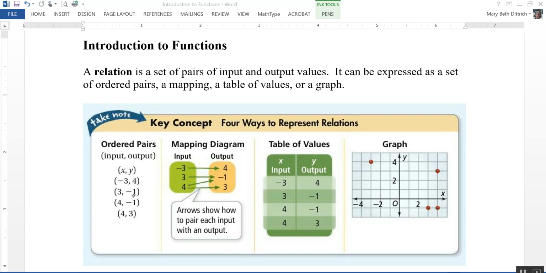So here we have the relation expressed as a set of ordered pairs. This is a mapping. It's kind of like you have this bubble here, which is your input values, this bubble over here, which is your output values, and each input is mapped to an output, or each input can be mapped to two different outputs. Table of values, x's and y's, you're probably familiar with, and then a graph where you plot the points on the coordinate plane.